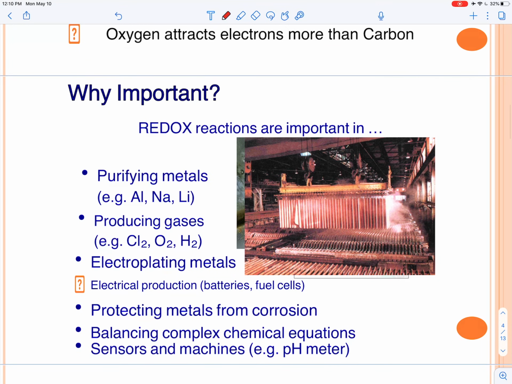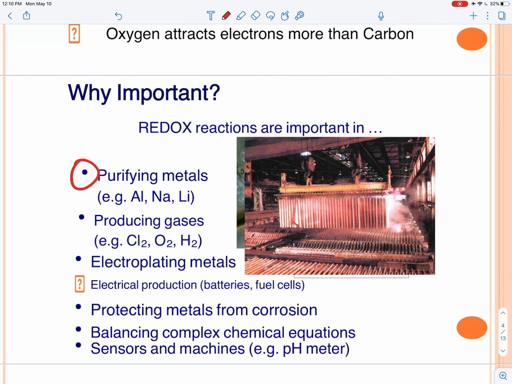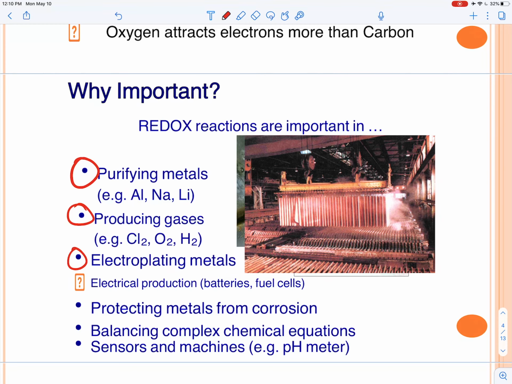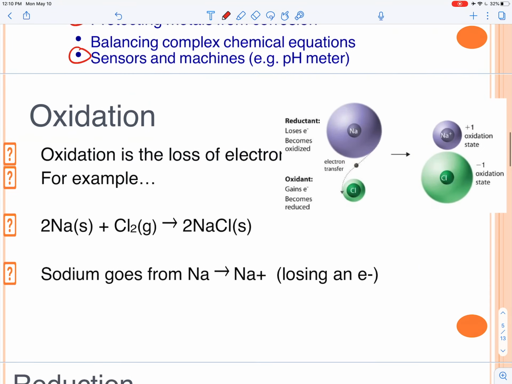So why are they important? Redox reactions have several applications. So one, for purifying metals. You can produce different gases using redox reactions. You can electroplate metals. It's very important for batteries. We're going to talk about batteries towards the end of the week. It helps protect metals from corrosion, and it's also used in sensors and machines like a pH meter, which can read the pH. So yeah, tons of uses for redox reactions.